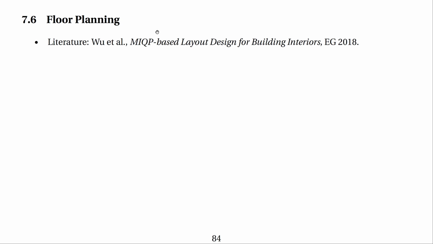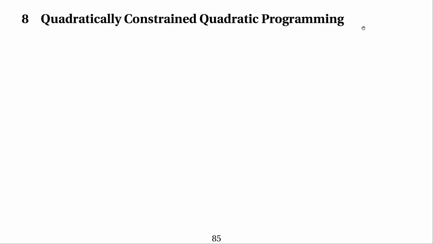This is an example of mixed integer quadratic programming for designing floor plans of buildings. An interesting aspect of this, in contrast to the other examples, is that here we really have integer variables and real variables that both contribute to the problem formulation.